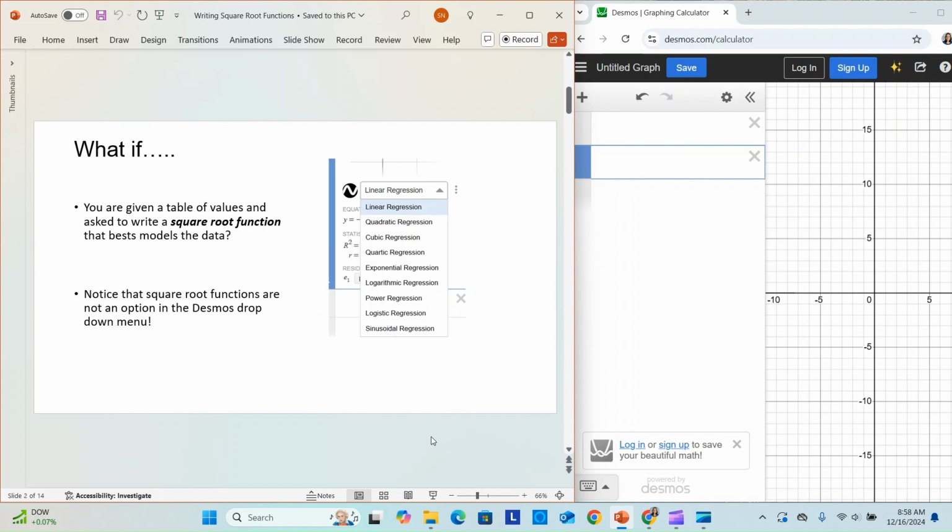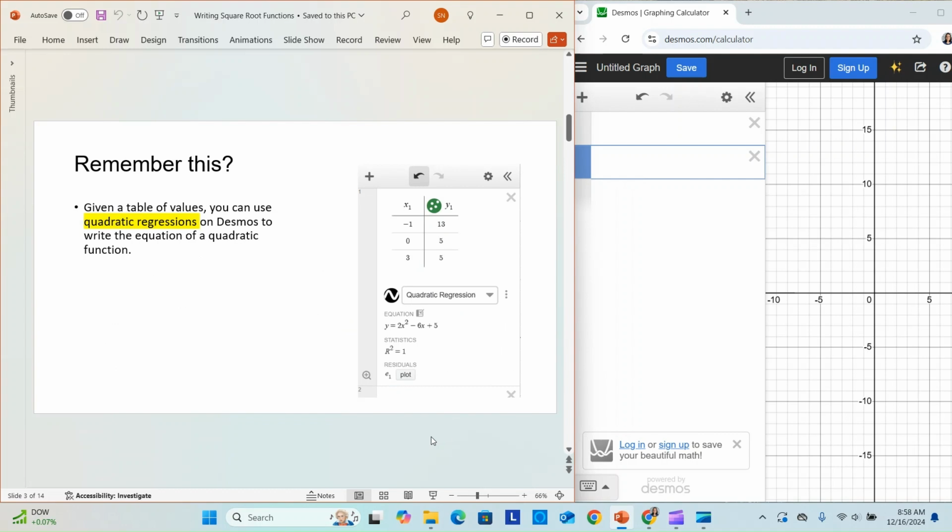We're just going to have to do a couple extra steps. What I want you to remember is that Desmos will do quadratic regressions, right? We had a whole lesson on this a few days ago. And so we can actually find a quadratic equation using Desmos.